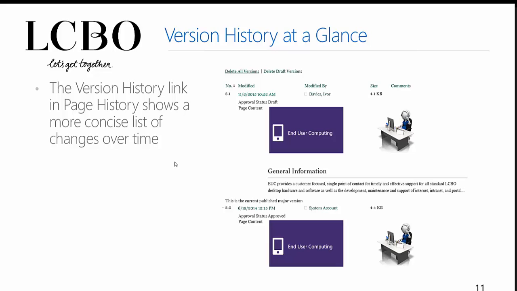Version history at a glance. The version history link in the page history shows a more concise list of the changes over time. Here you can actually see a very high level overview of what changes were made to the page. In this version 8.1, the page is in a draft state and there was some content edited. This is the previous version, version 8 of the very same page. It was the one that's last published. So this is the page that everyone will see until this particular version gets published.